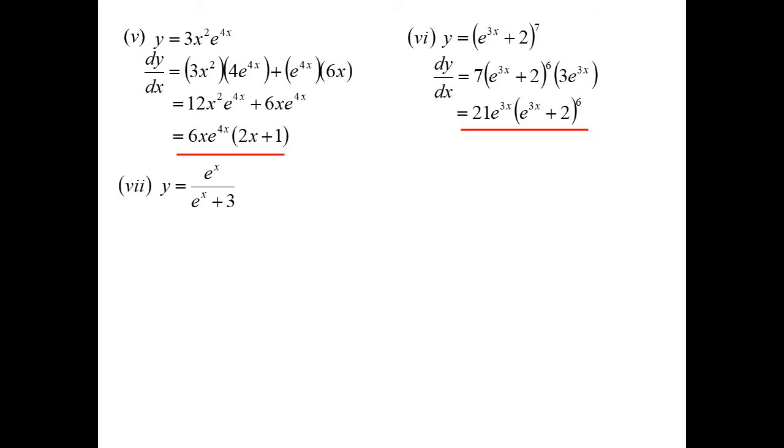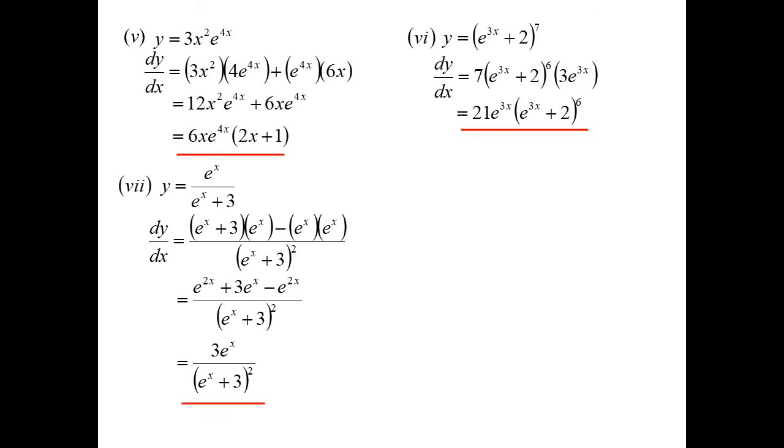Well, have to do a quotient rule. Square the bottom, write down the bottom, diff the top. Oh, diff the top, that's nice and easy. e to the x goes to e to the x. Minus, write down the top, diff the bottom. Oh, the bottom, it's also e to the x. Be very, very careful. Make sure you use your index laws. It is so easy to go e to the x times e to the x is e to the x squared. But of course it's not. Add the powers. So we get e to the 2x there. And a little bit of tidying up. We have 3e to the x over e to the x plus 3 squared.